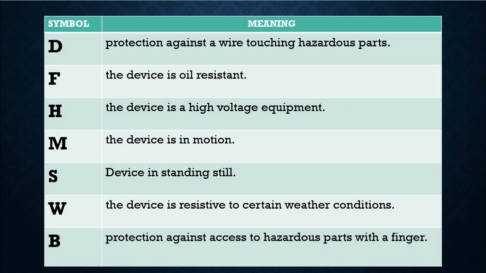M means the device is in motion. S means the device is standing still. W means the device is resistant to certain weather conditions. B means protection against access to hazardous parts with a finger. Let's have an example to clear it up.